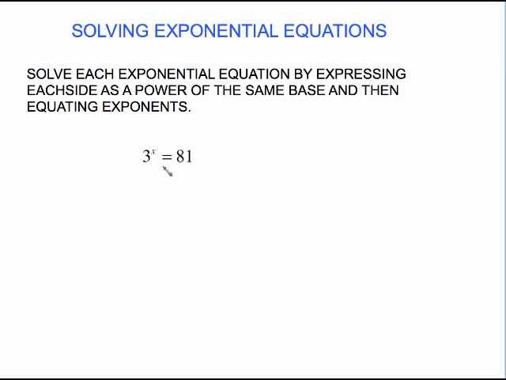This should be pretty obvious that 3 to the x equals 81 can be solved because 81 can be written as 3 to the fourth. Now, how do I know that 81 is 3 to the fourth? Well, I just happen to know that 81 is 3 to the fourth. How do you know it?